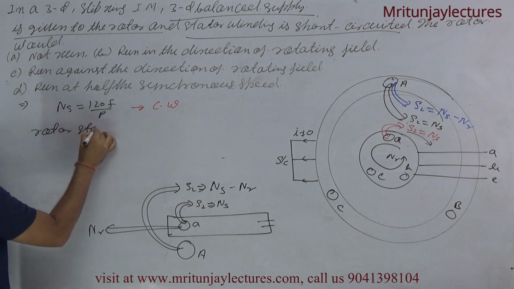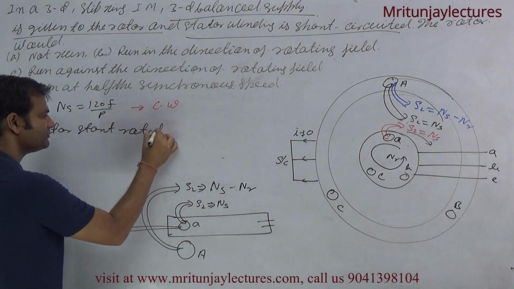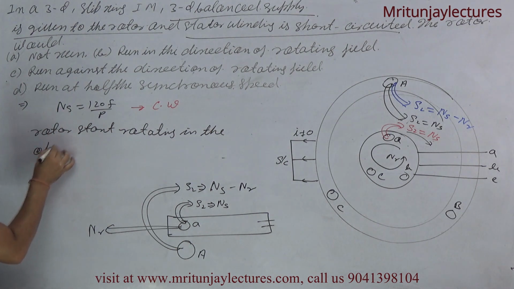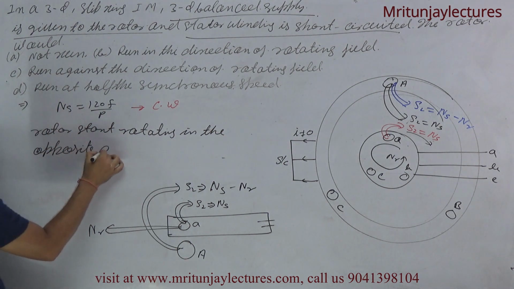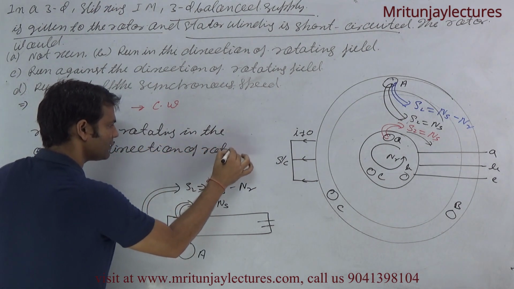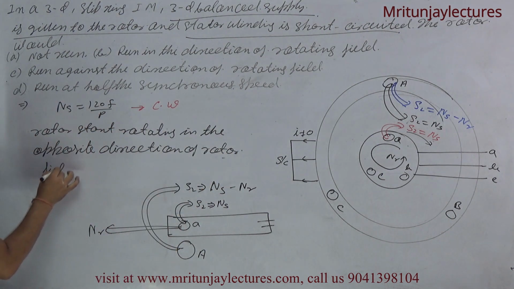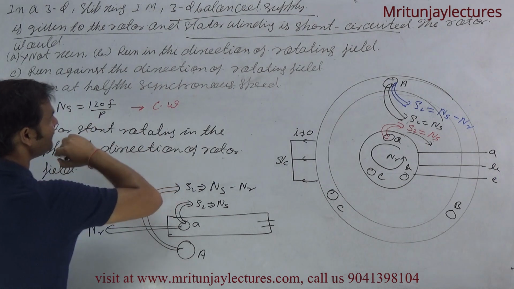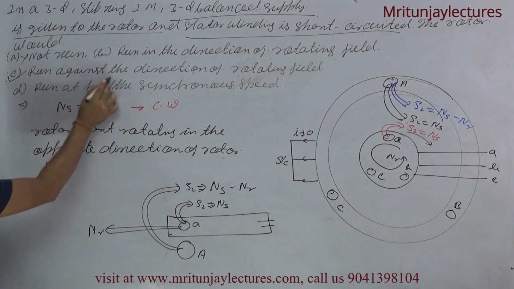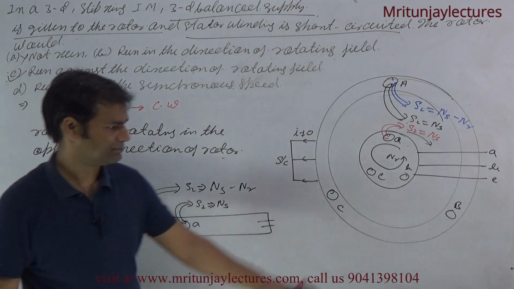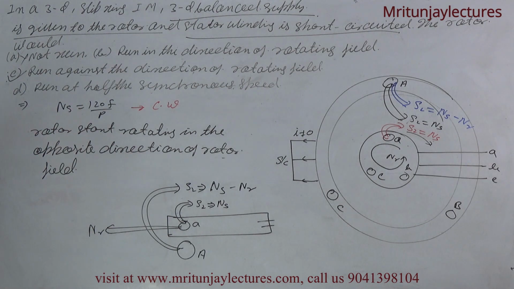So you can say the rotor starts rotating in the opposite direction of the rotor field. Okay, which one is correct? Does not run in the direction of the rotating field? No. Runs against the direction of the rotating field. Clear? Which one is correct? C is the correct option. Make it. If any doubt, make the linear diagram.